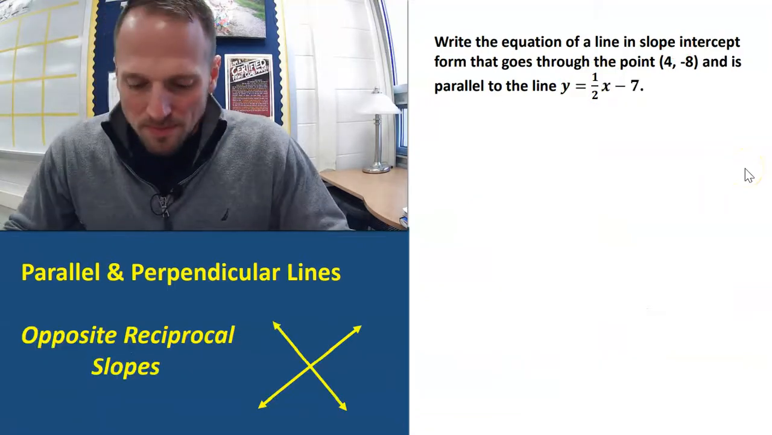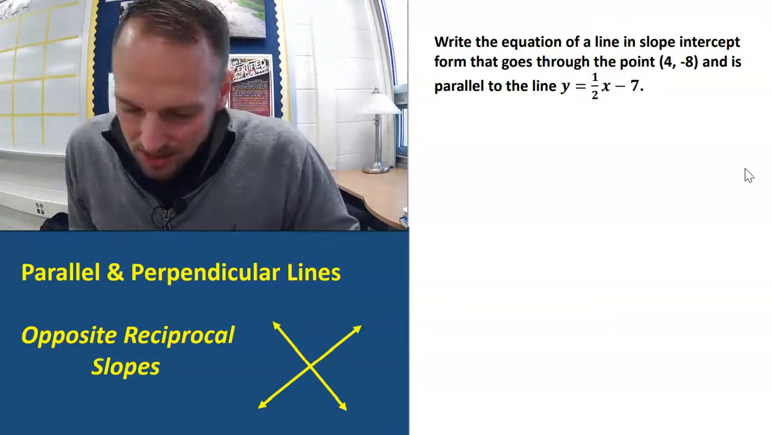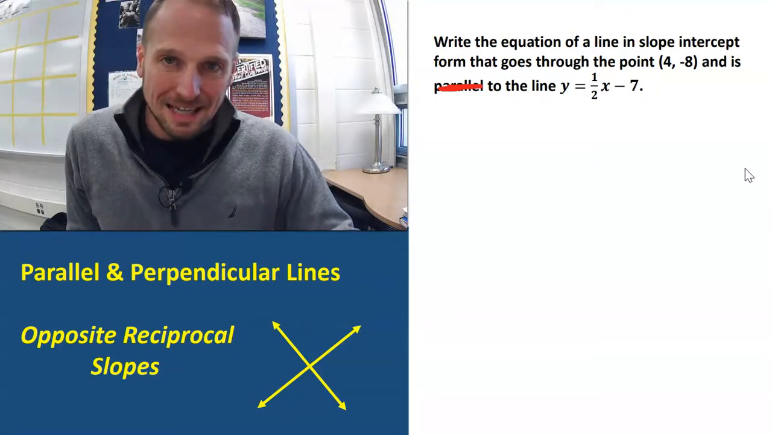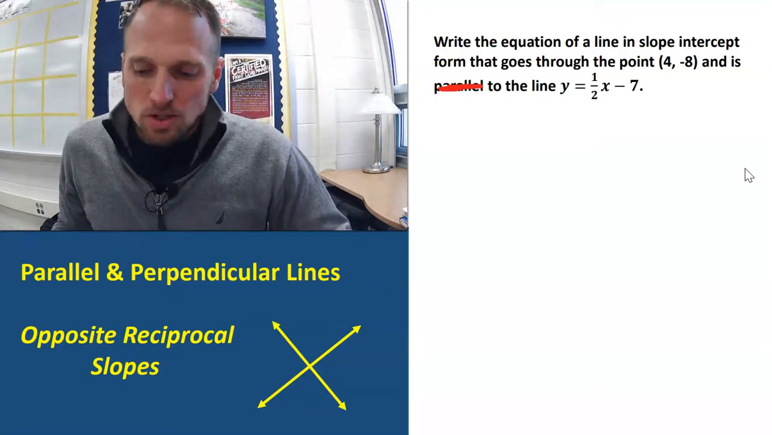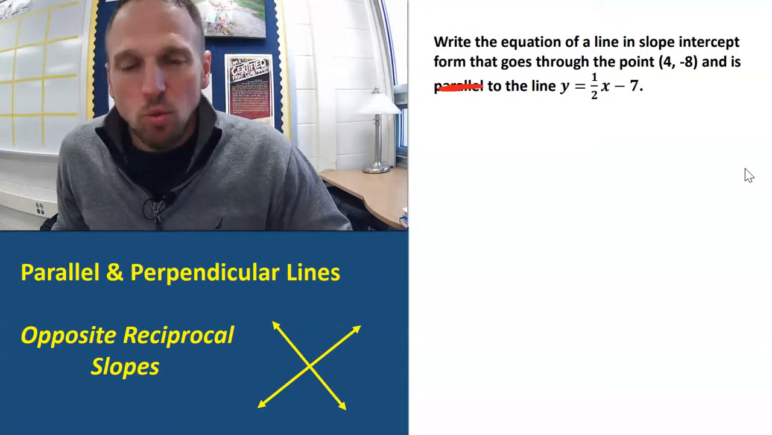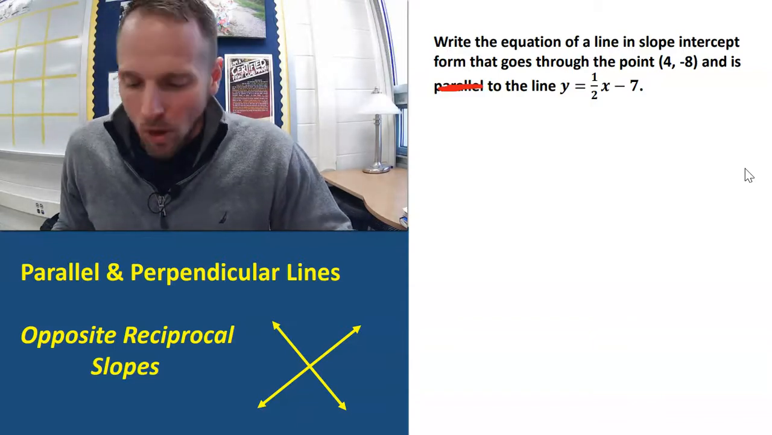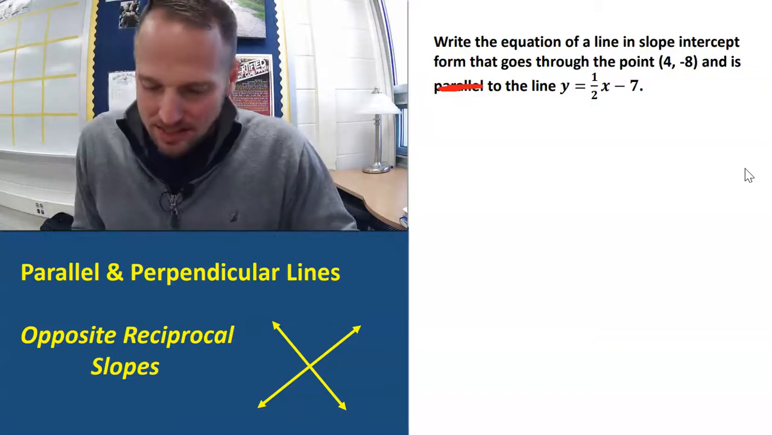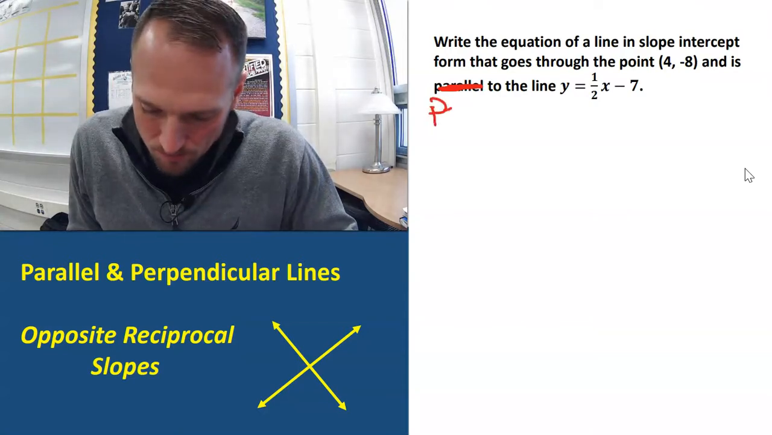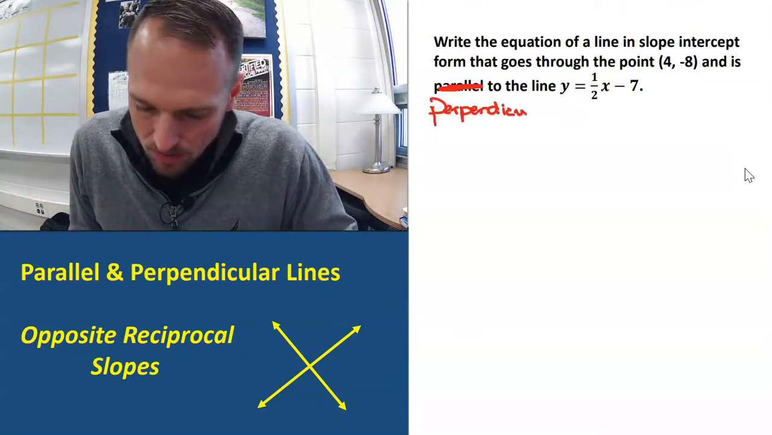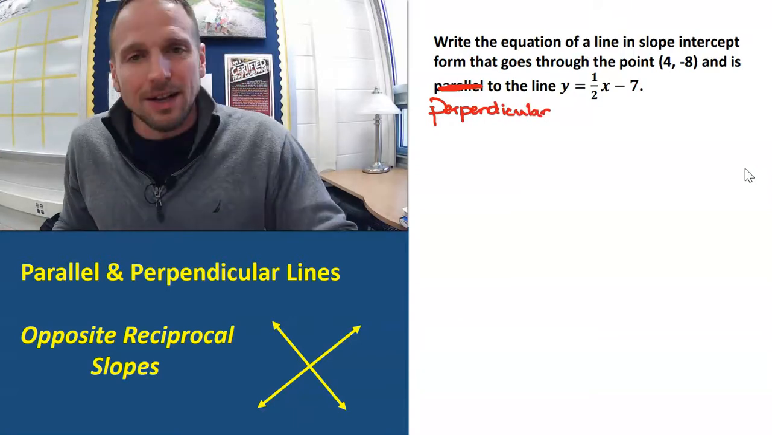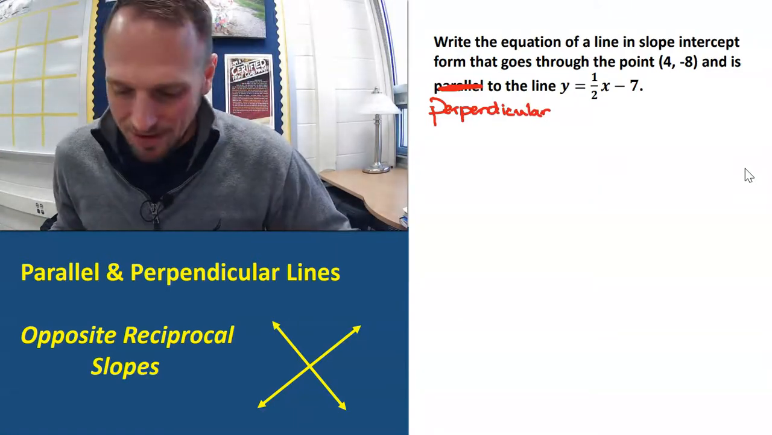Let's do another one. Now, this one, I apologize, I forgot to change the wording in this. I meant to say perpendicular. Write the equation of a line in slope-intercept form that goes through the point (4, -8) and is perpendicular to the line y equals 1/2 x minus 7. There we go. Perpendicular. Perfect. Like it never even happened.